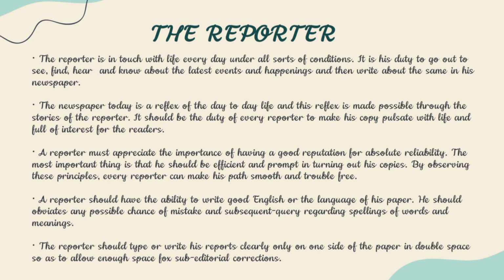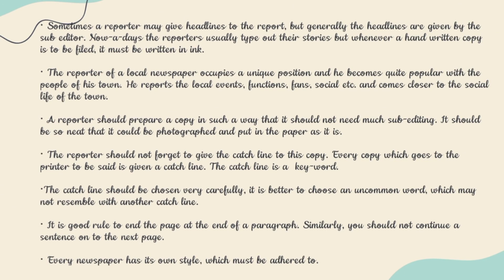A reporter should have the ability to write good English or the language of his paper. He should obviate any possible chance of mistake and subsequent query regarding spellings of words and meanings. The reporter should type or write his reports clearly only on one side of the paper in double space so as to allow enough space for sub-editorial corrections. Sometimes a reporter may give headlines to the report, but generally the headlines are given by the sub-editor.